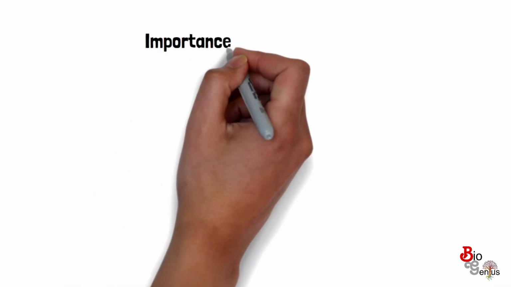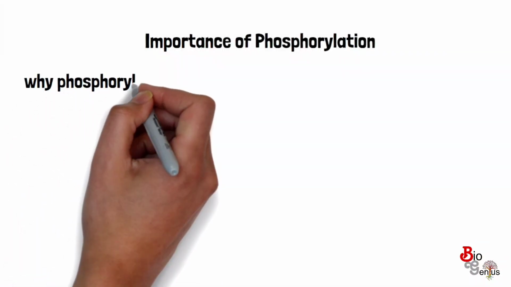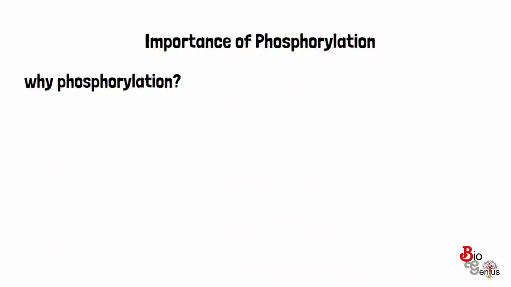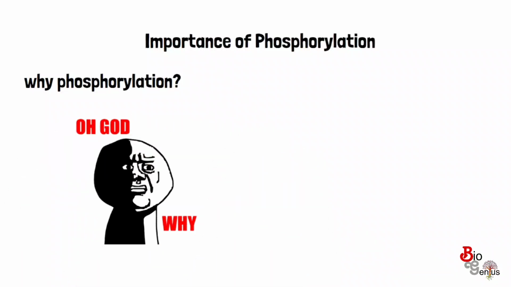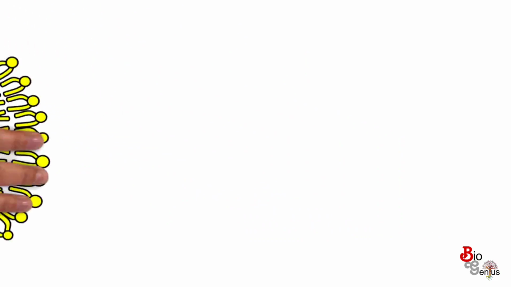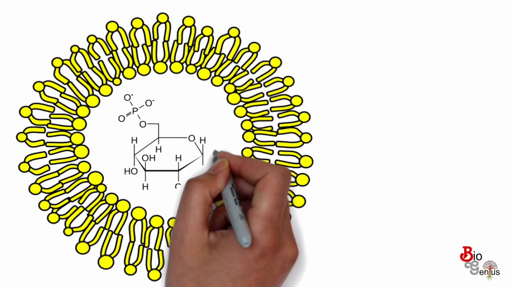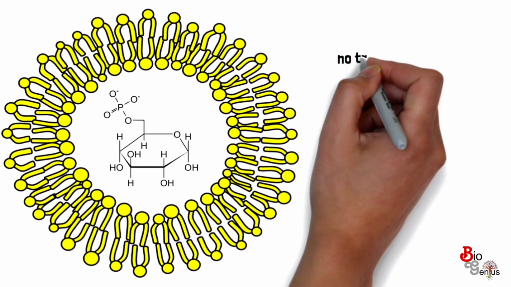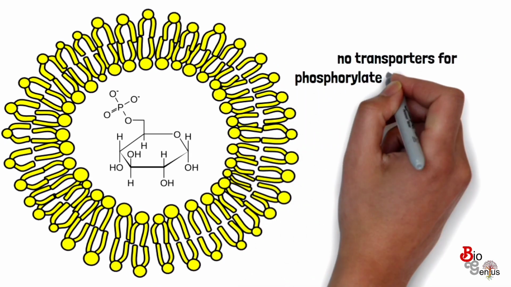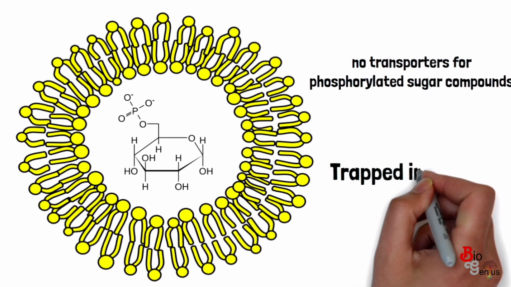Importance of phosphorylation. So now the question is, why do substrates need to be phosphorylated first? There must be a reason, right? So the importance of phosphorylation in simple terms is, first, the cell membrane is impermeable to charged molecules and also it lacks transporters for phosphorylated sugar compounds. So once phosphorylated, glucose and other glycolytic substrates are trapped inside the cells.